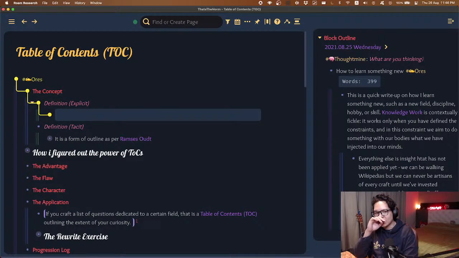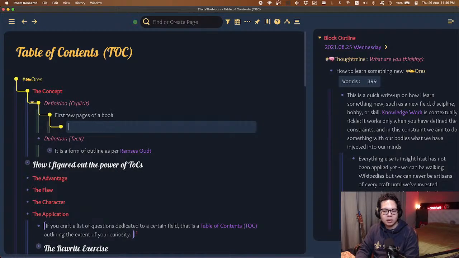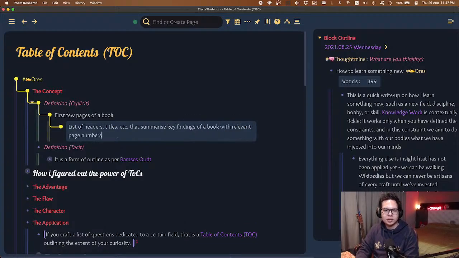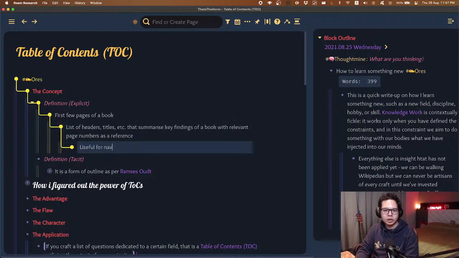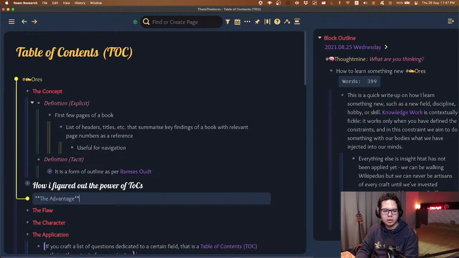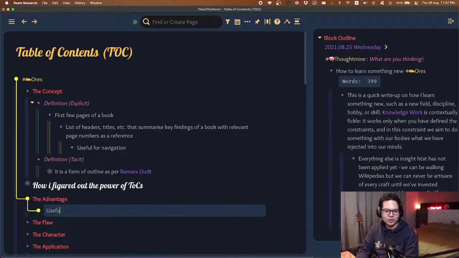Okay, I don't actually have a definition explicitly of table of contents, but essentially it's the first few pages of a book. Headers, a list of headers, titles that summarize key findings of a book with relevant page numbers as a reference. Useful for navigation. So, in the advantage, we would have useful for navigation.